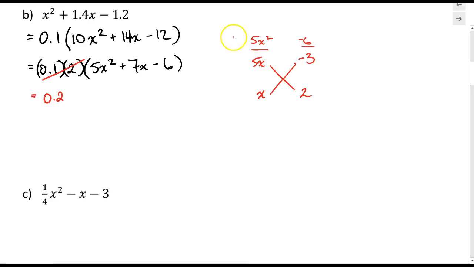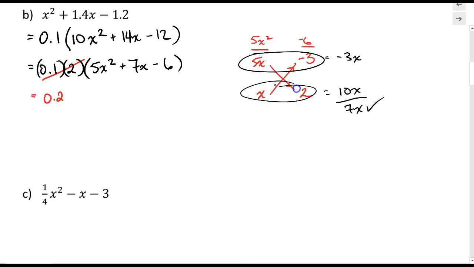Now, to get my middle term, again, I follow my crisscross. And I get -3x. Make sure you don't read across, you read diagonally. And we get positive 10x. And when we add these together, we do, in fact, get 7x. So, great. This works, which means these are my two factors. And so I'm left with 5x minus 3 and x plus 2.